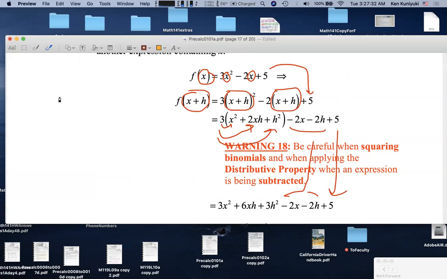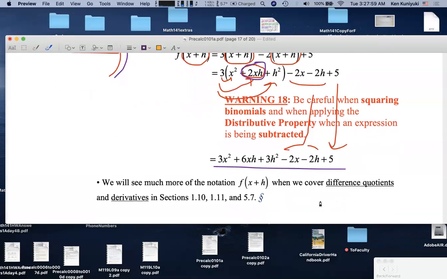So once you get to here, you're set, if you remember the 2xh term when you square the binomial. Okay, I'll put these in purple for extra stress. If you know to substitute and you remember not to miss the middle term, the 2xh, then you should be set. You may think this is a bit of a mess. Bear in mind that at the end of chapter 1, we're going to make things a lot cleaner when we talk about difference quotients and then derivatives.